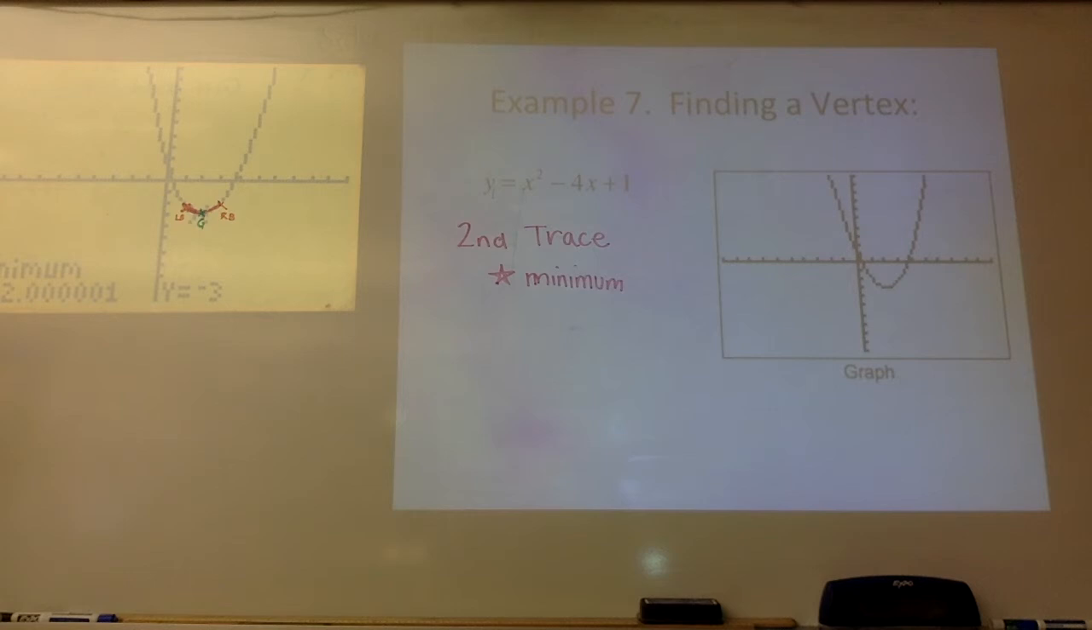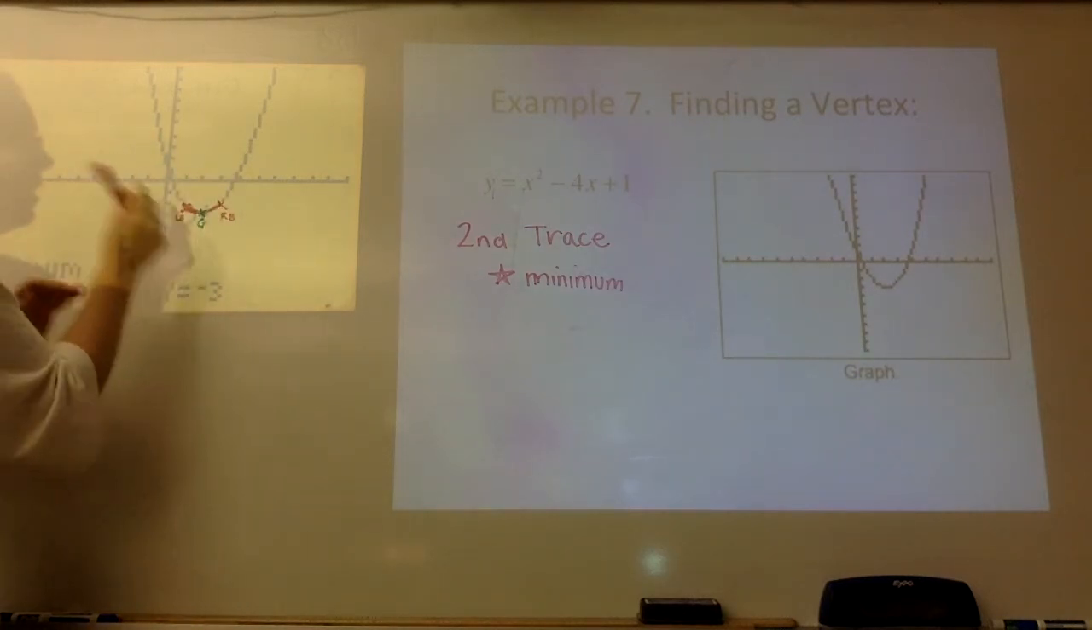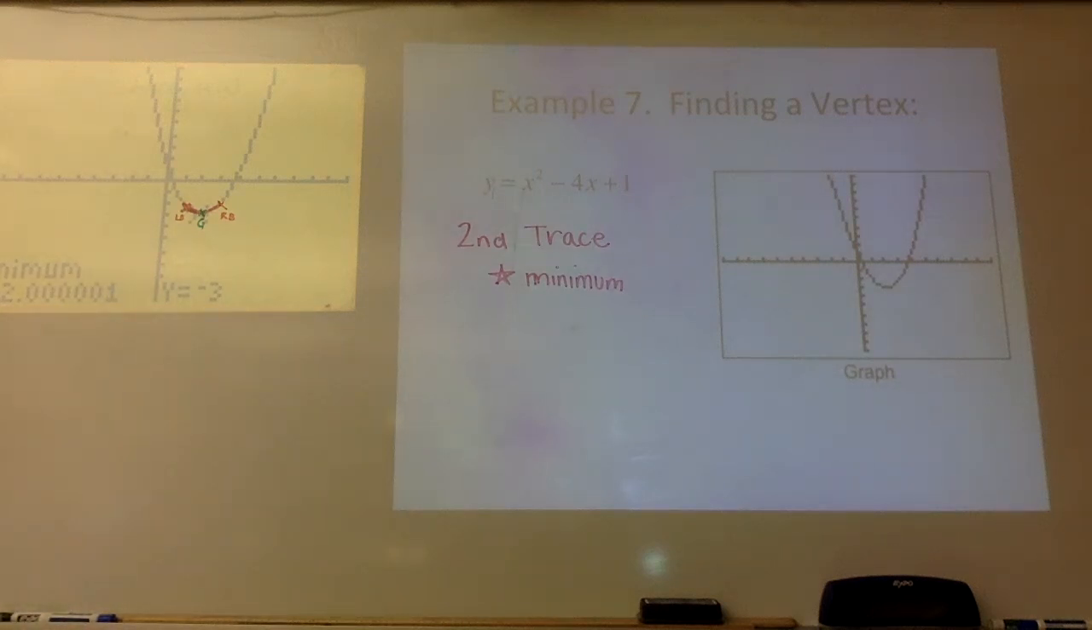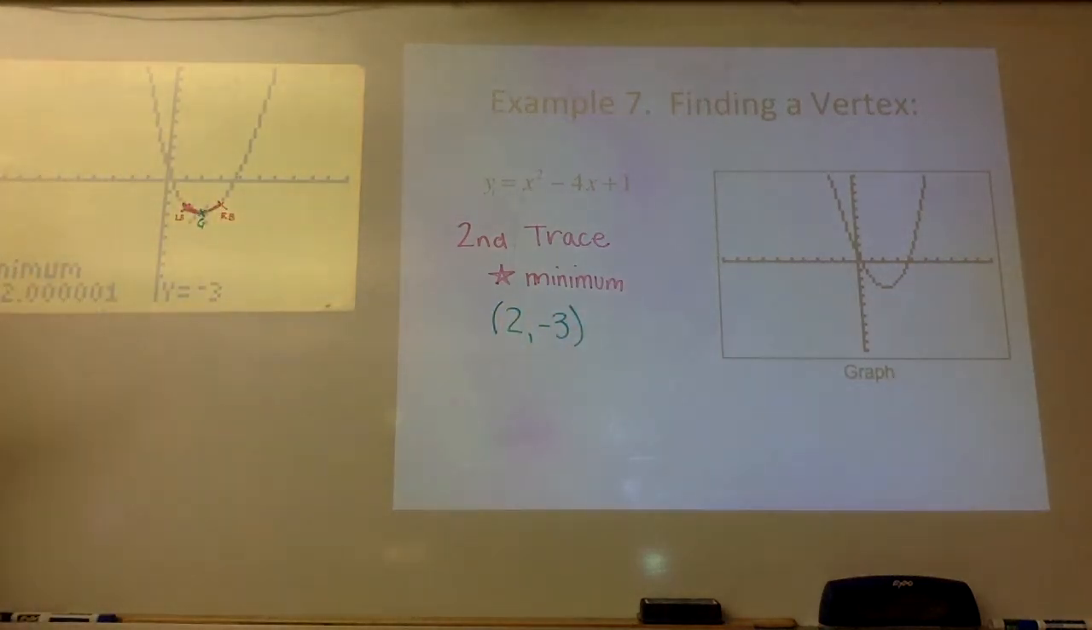And what it literally does is what's called interpolation. It'll go back and forth until it finds the lowest point, and then it'll stop on the lowest point. This is where I got my minimum. It's going to be an ordered pair, 2, -3. Done.